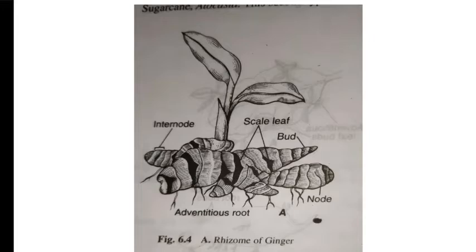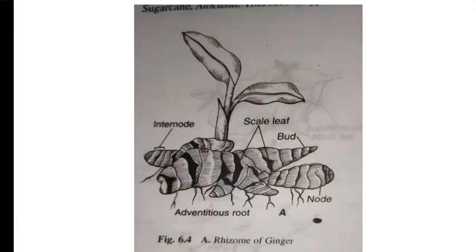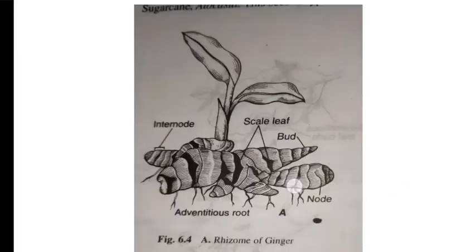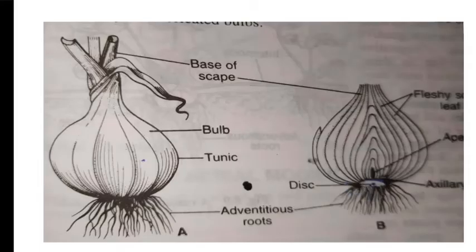This figure shows the underground modification of stem. This is one of the examples, the rhizome. You will see that the stem is modified to retain food material and move in a horizontal manner inside the soil. In the same way, in the next figure you can see the next modification of the stem, that is called bulb.